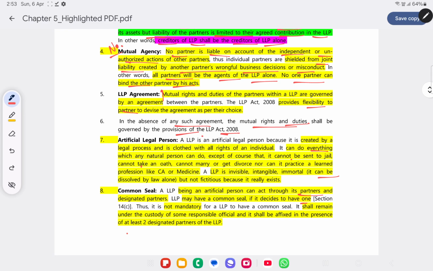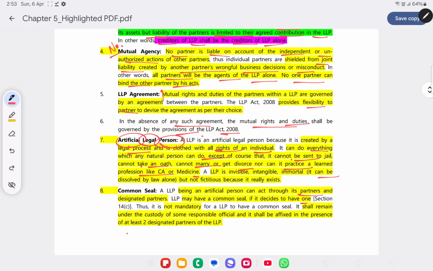Artificial legal person. Obviously LLP is an artificial legal person because it's created by a legal process and is clothed with all the rights of an individual. It's a person because it has got all the rights of an individual. It is legal because it's created by process of law. It's artificial because it's not created by a natural process such as birth. So it can do everything which a natural person can do, except that it cannot be sent to jail, cannot take an oath, cannot marry or get divorced, nor can it practice a learned profession like medicine. So basically it has got all the rights of an individual.